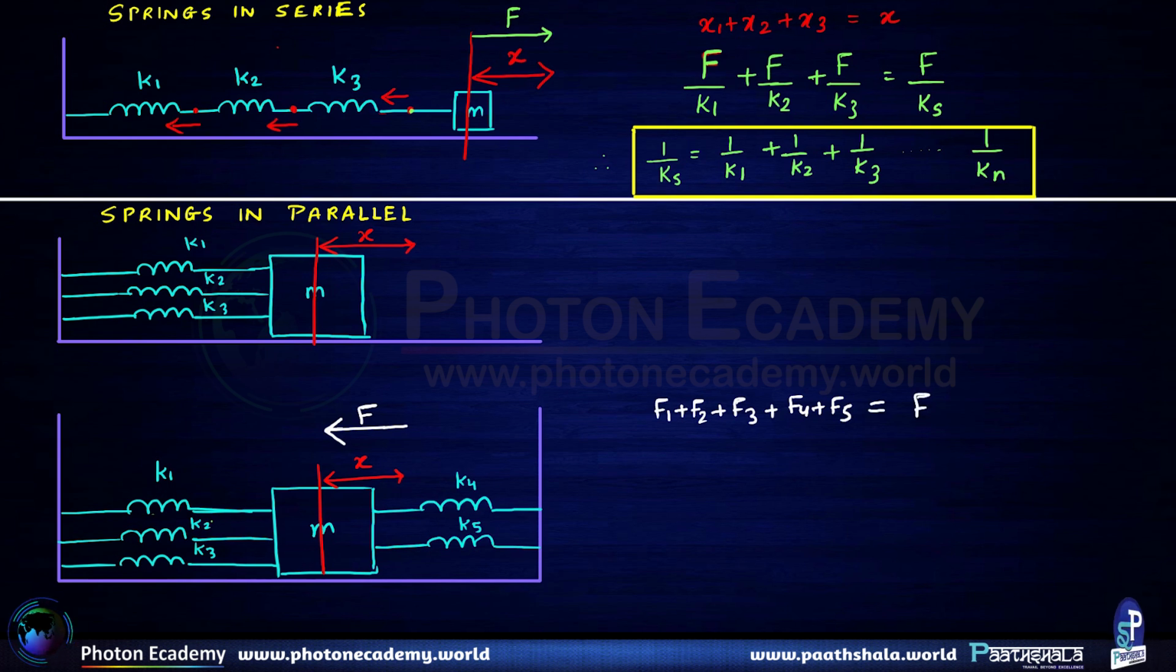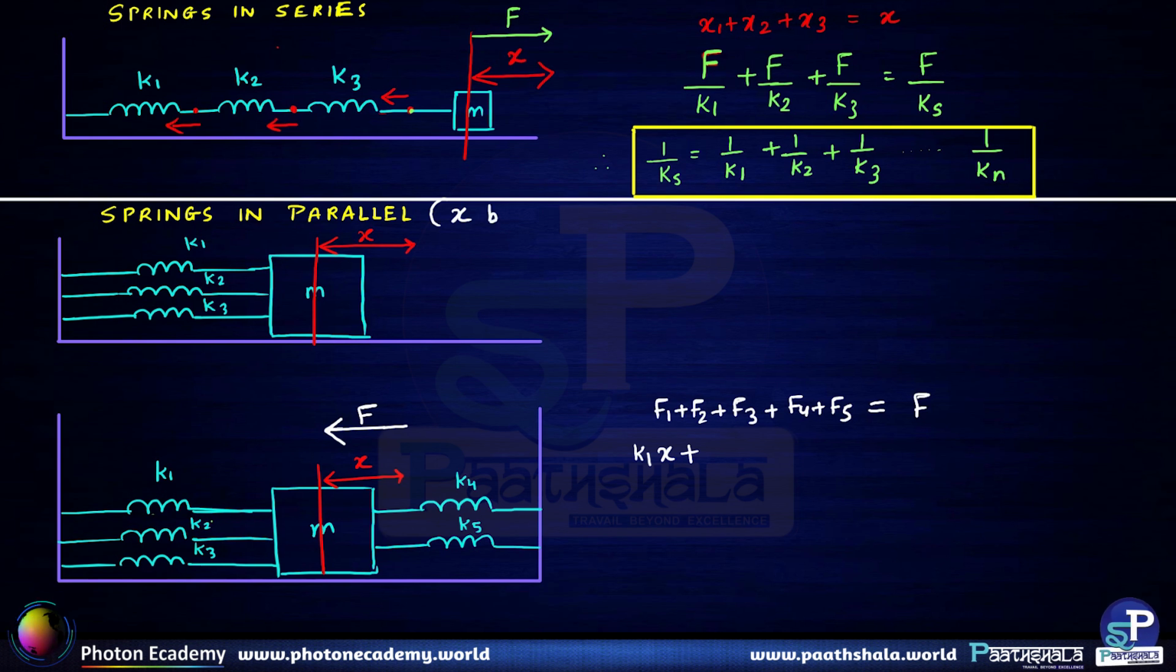And what is F1? It is K1 X. X is common over here. So springs in parallel are defined by X being the same. And springs in series are defined by the force being the same.